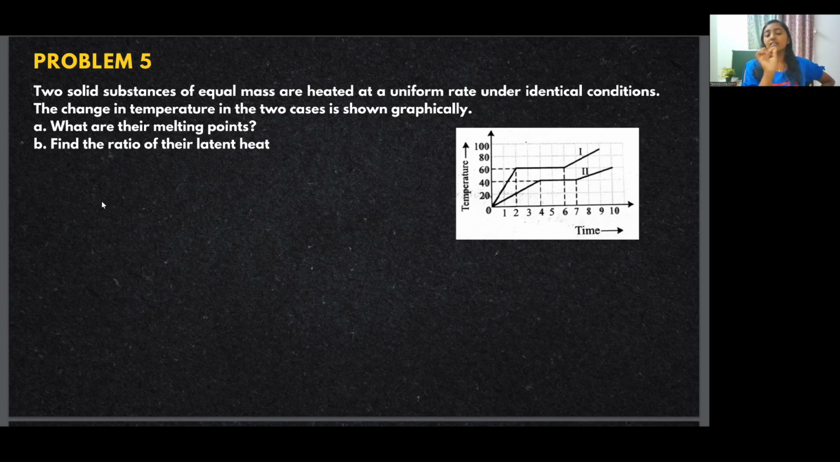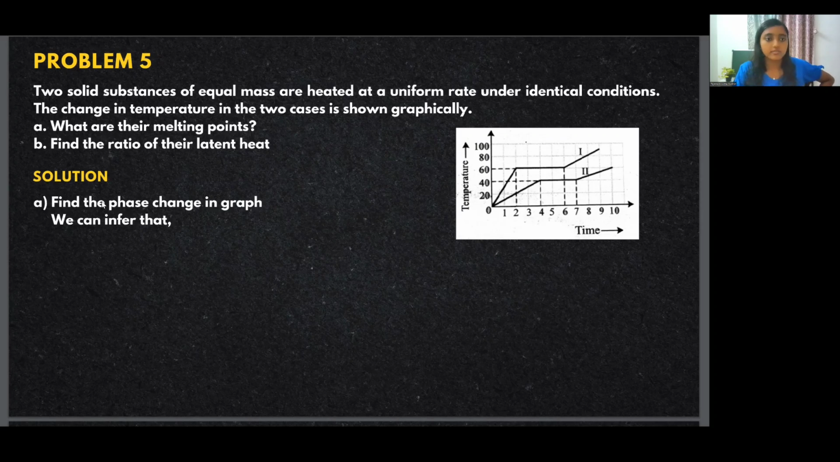So first of all, it is said that they're of equal mass. Please underline the important things in the question. And they're heated at uniform rate, identical condition. Okay, now. So the solution will go on like this. Find the phase change in the graph. So what can we infer from the graph?